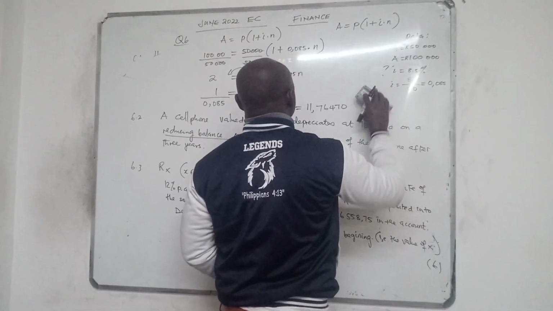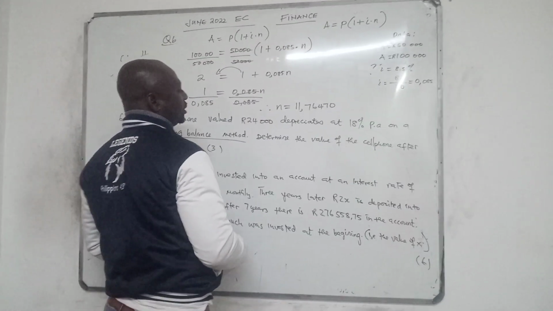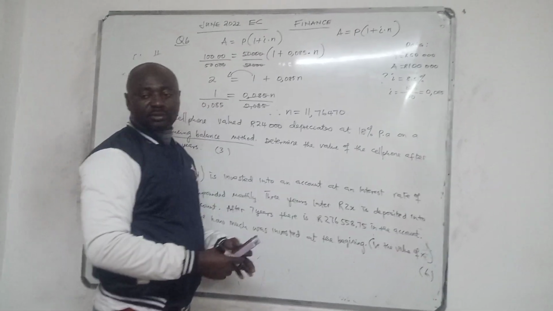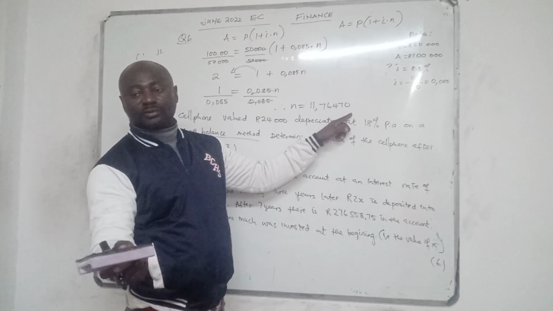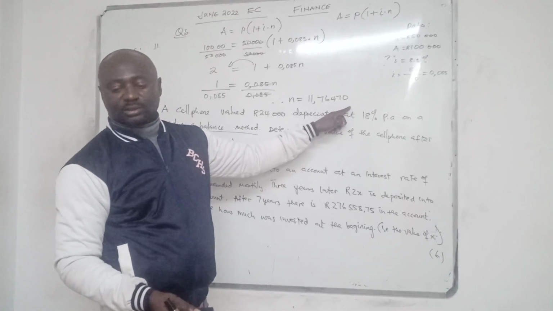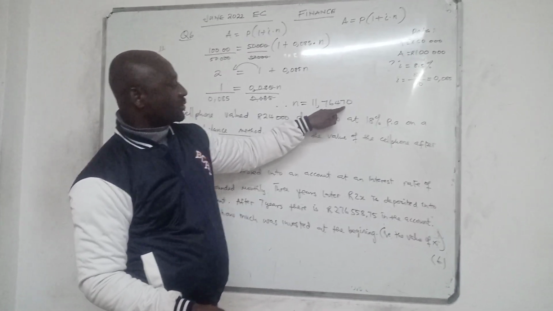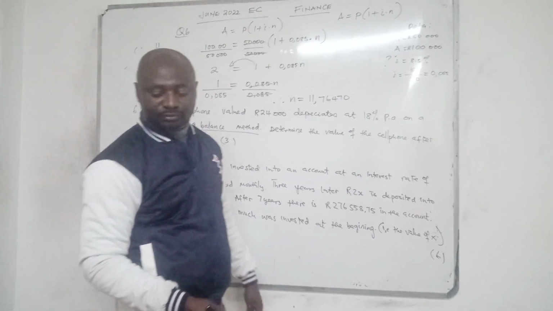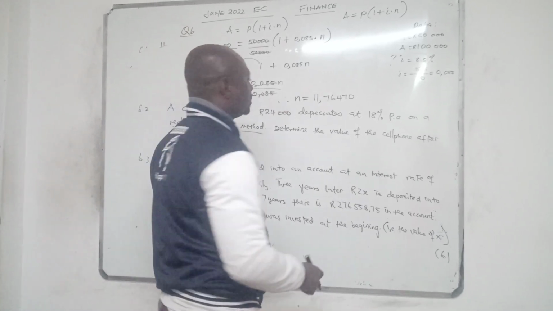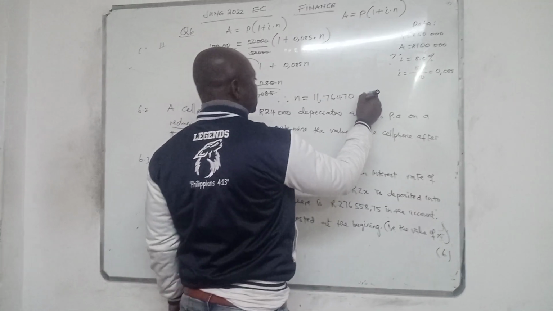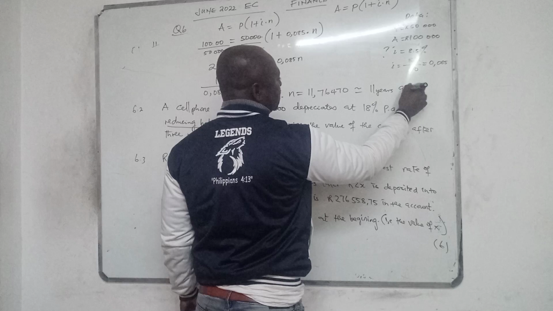And so how many years is that? And how many months is that? The question says write it in years and also in months. So it's 11 whole years. And then you say 0.76470 times 12. And let's see how many months are there. If you want to know the months, use the 0.76470 multiplied by 12. It gives you 9 months. So this is the same as 11 years, 9 months.